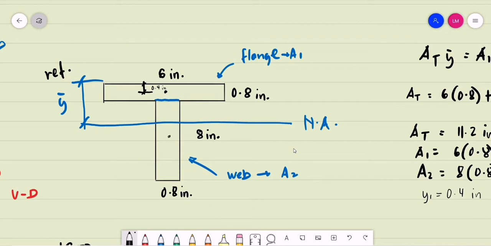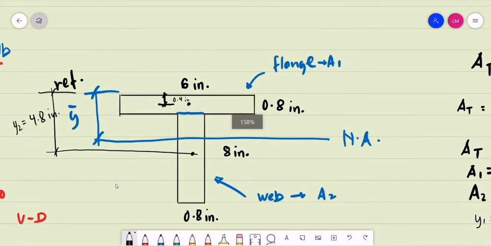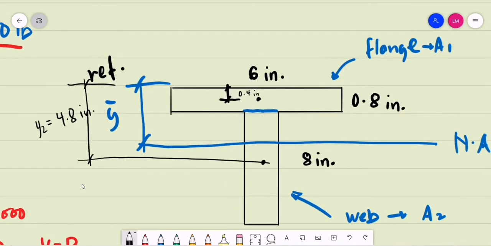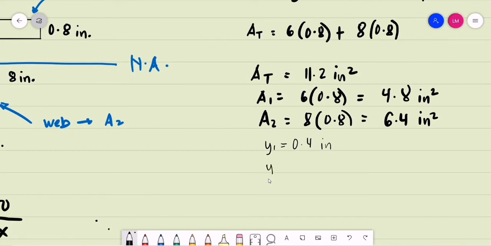And the distance of the centroid of the web from our reference line, which is the top of the beam: the web is 8 inches, half of its height is 4, 4 plus 0.8. This will be our y sub 2, which is 4.8 inches. That is the distance of the centroid of the web to our reference line, the top of the beam. So y sub 2 is equal to 4.8 inches.